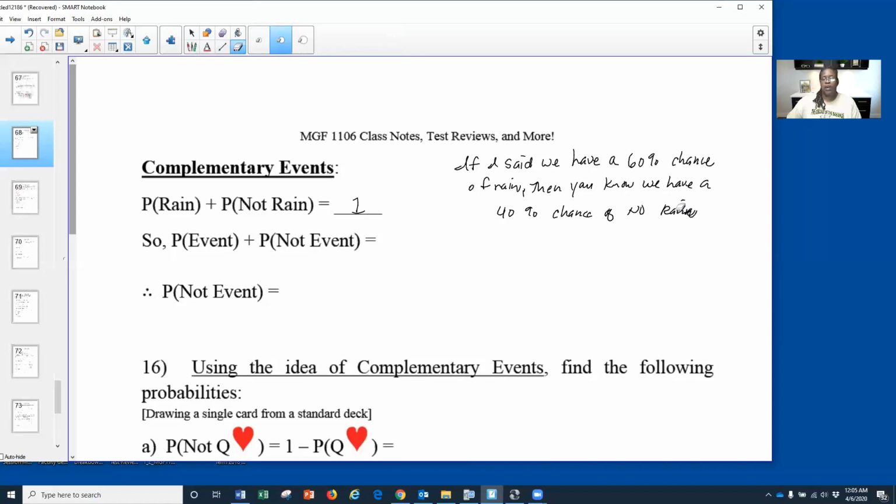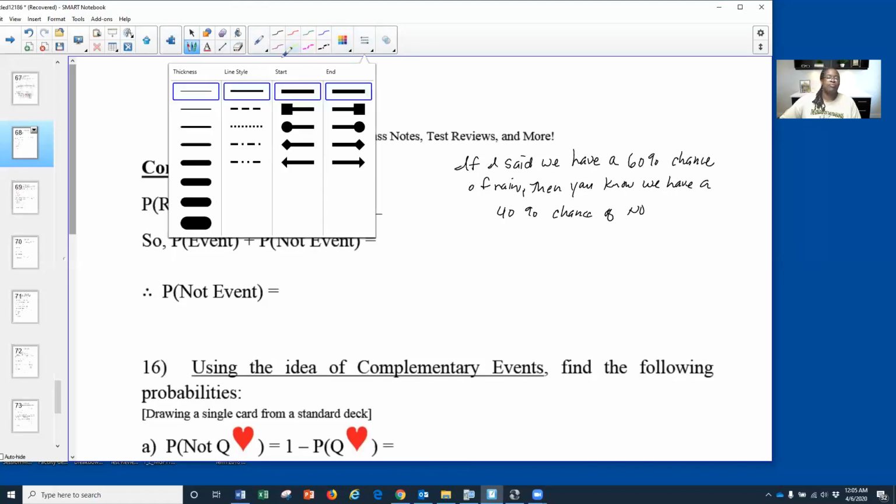I'll erase it. I just wanted to use the eraser. Isn't that cute? Okay, sorry. I love this stuff.